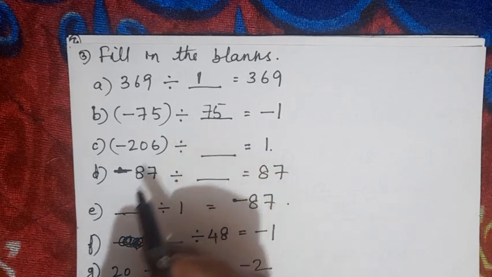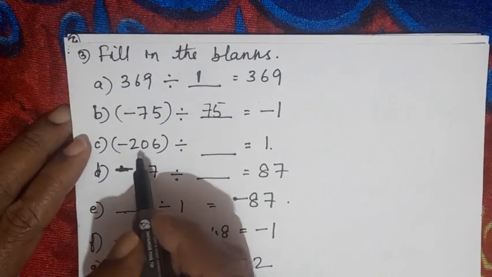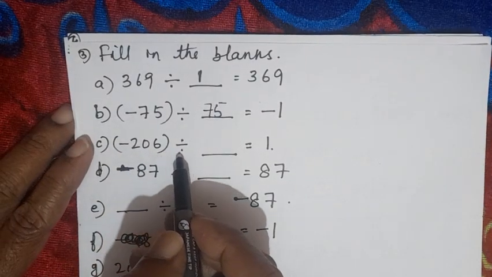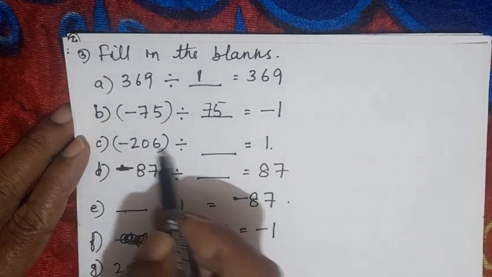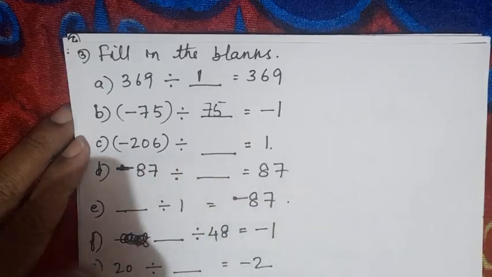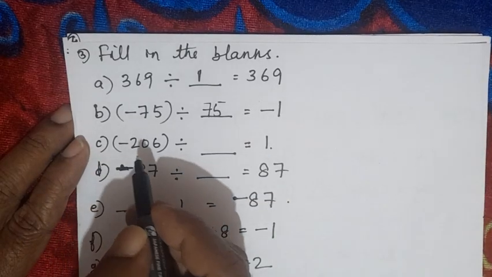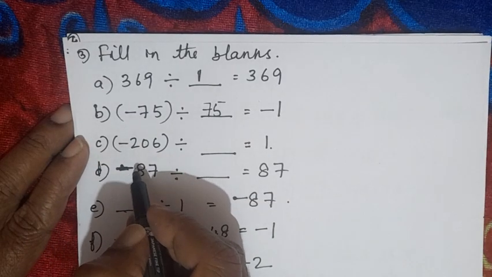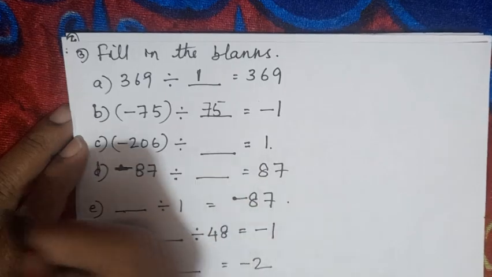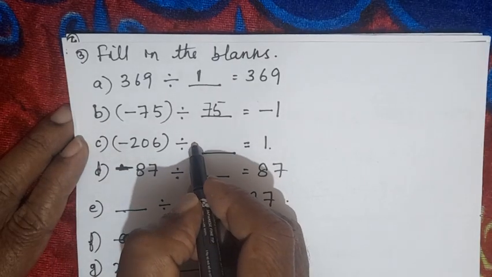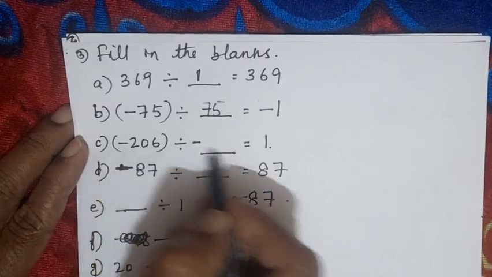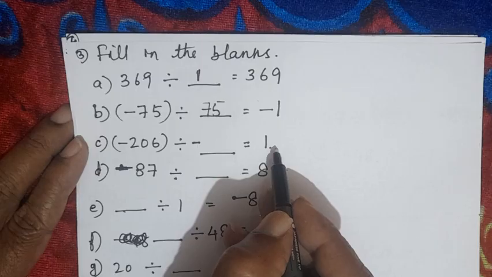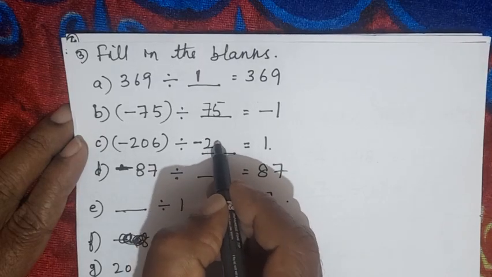In the same way, now the third question. In the third question, they have given minus 206 divided by dash is equal to 1. So what should minus 206 be divided by to get plus 1? Here you know that when a negative integer divides a negative integer, you will get a positive integer. So the answer should be minus the same number, because the same number divided by the same number gives the answer 1. So minus 206 is the answer.